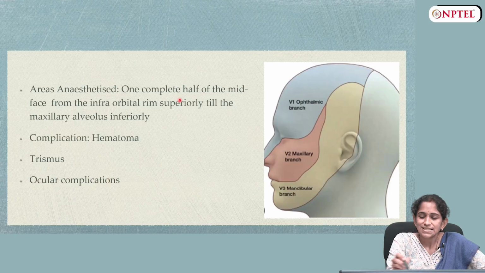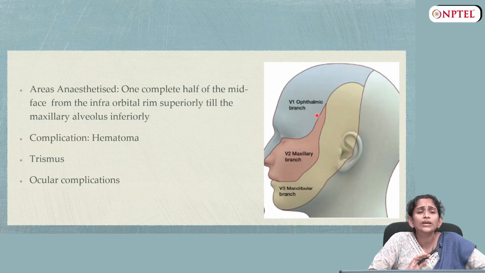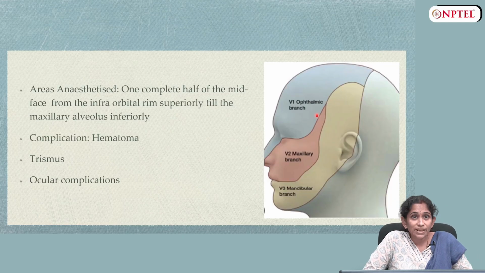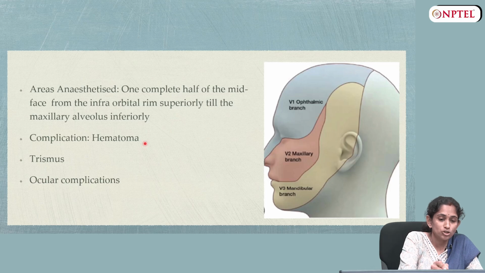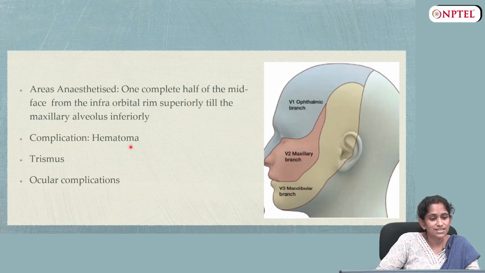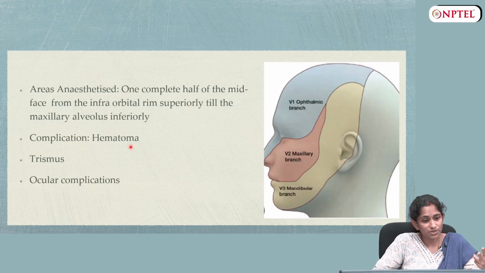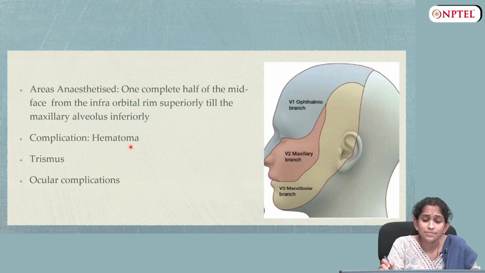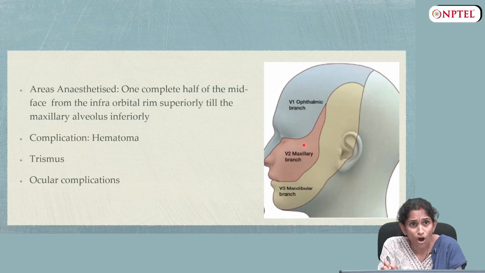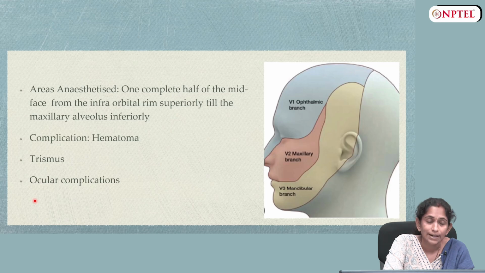What are the areas that are anesthetized? The complete area that is supplied by the maxillary nerve, including the palatal mucoperiosteum, the nasopalatine, everything is just numb. Having done this, what are the complications that we can have? We can have hematoma because the area is extremely vascular and we can injure the pterygoid venous plexus. The second thing we can have is trismus, and sometimes the anesthetic may seep into the orbit through the inferior orbital fissure. That is when we can have ocular complications like diplopia.